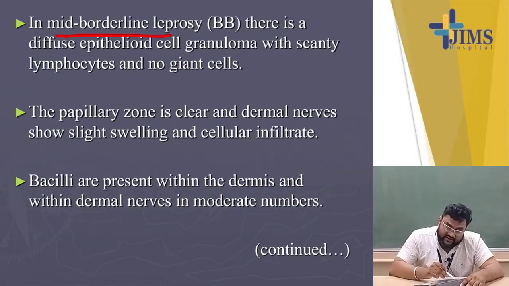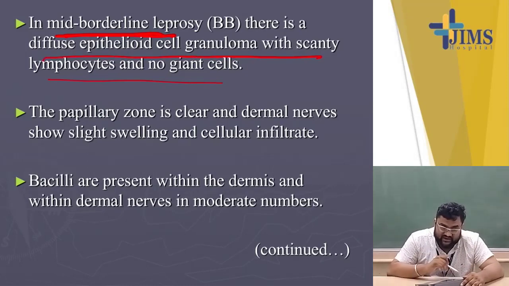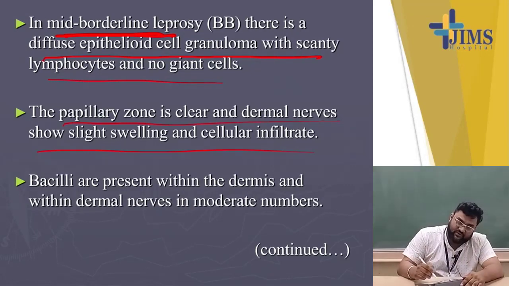In mid-borderline, that is the in-between, it is denoted as BB. There is a diffuse epithelioid cell granuloma with scanty lymphocytes and no giant cells. The papillary zone is clear and dermal nerves show slight swelling and some cellular infiltrate. This is the in-between zone.